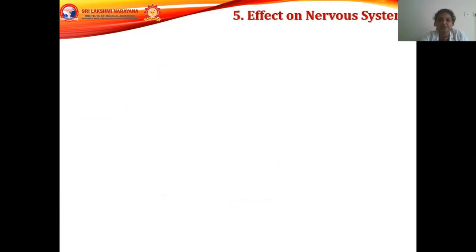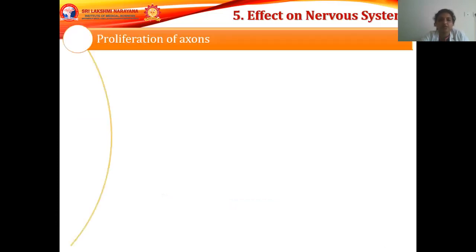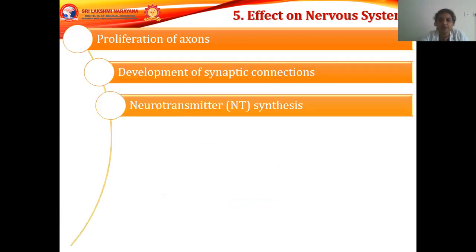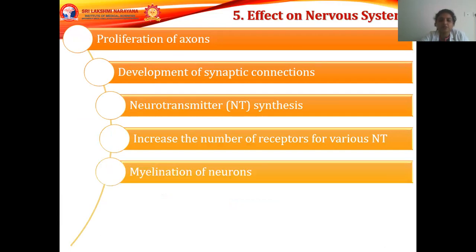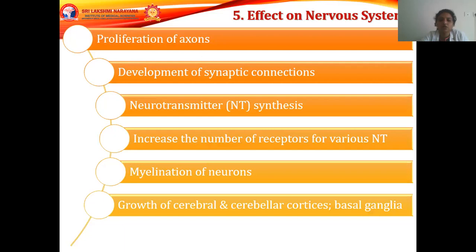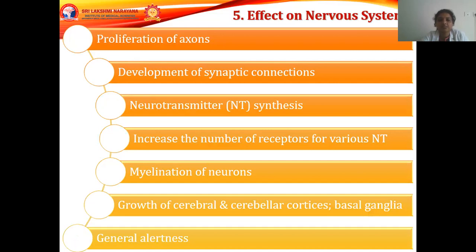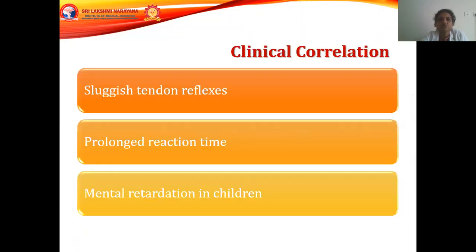Next, moving on to the effect on the nervous system. It helps in the proliferation of the axons, development of synaptic connections, development and synthesis of neurotransmitters, and also increases the number of receptors for the neurotransmitters, and helps in the myelination of neurons, growth of the cerebral and cerebellar cortex and basal ganglia, and it all helps in general alertness. So, when an individual is hypothyroid, when the secretion of the thyroid hormone is less, there may be sluggish tendon reflexes, prolonged reaction time, and mental retardation.